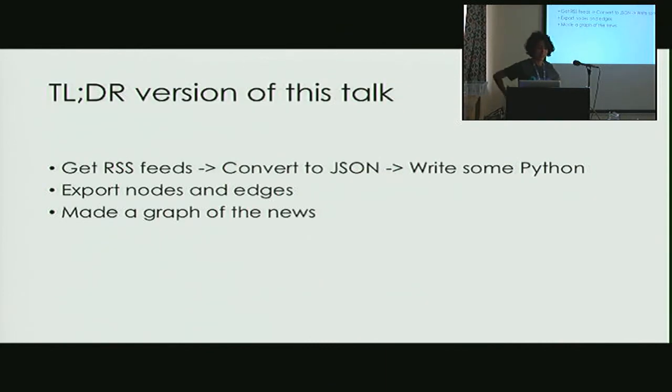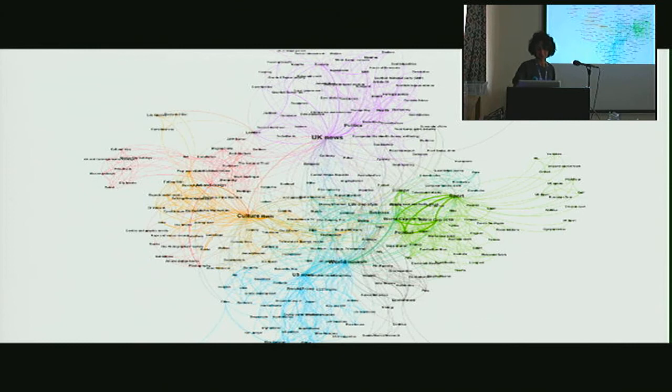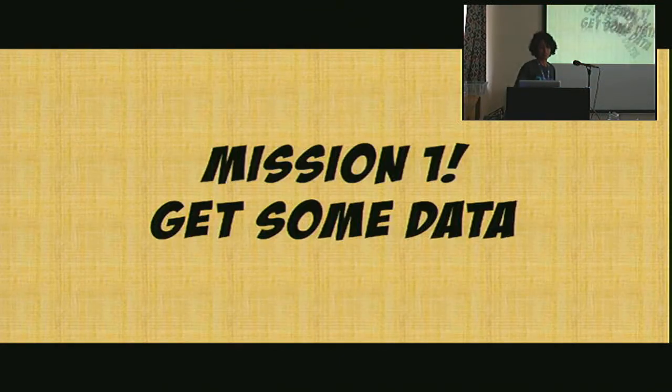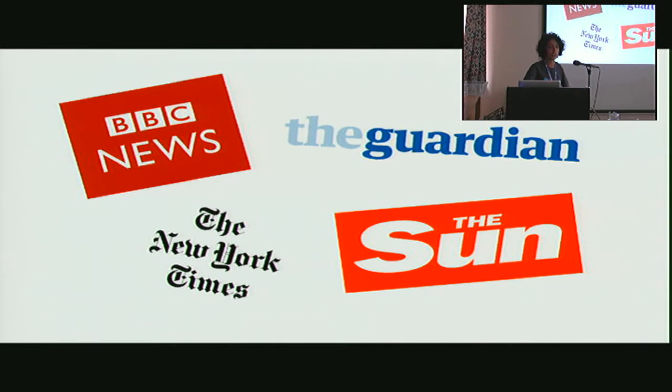So the TLDR version of this talk: I got some RSS feeds, I converted them into JSON, I wrote some Python, and then I exported some nodes and edges and made a graph of the news which looked like this. So how did I do all that? Mission one was get some data. So I looked at these news websites first.